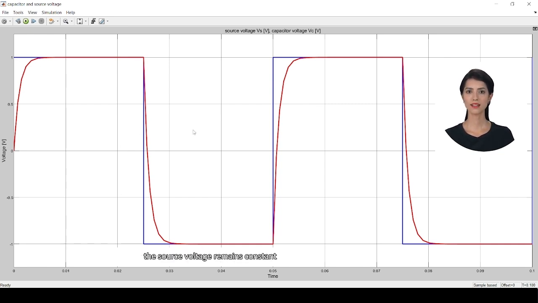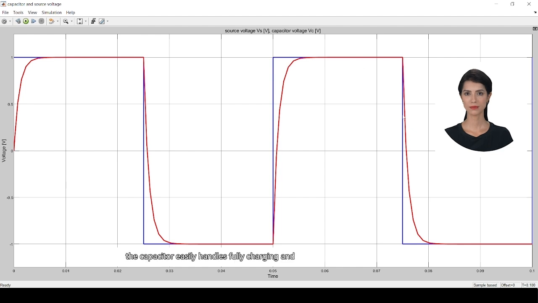In the initial part, the source voltage remains constant, charging the capacitor quickly. The capacitor hits the 1 volt mark in no time, effortlessly keeping pace with the source voltage. Then, the source voltage flips from 1 volt to -1 volt, and the capacitor discharges just as swiftly, hitting -1 volt shortly after. Again, the capacitor keeps up without breaking a sweat. From this point, the cycle repeats.